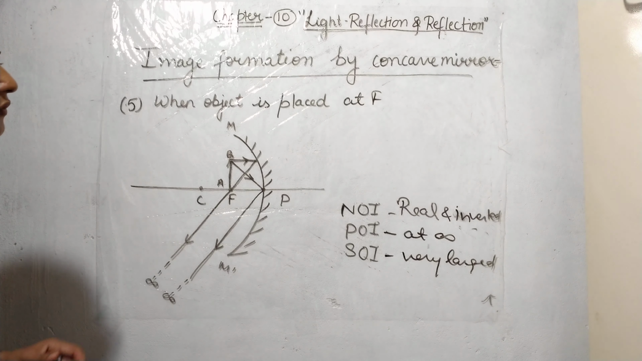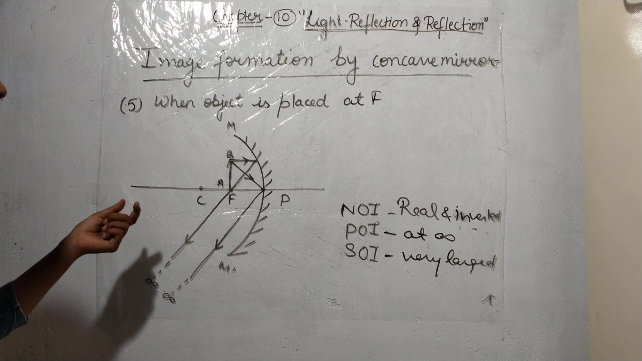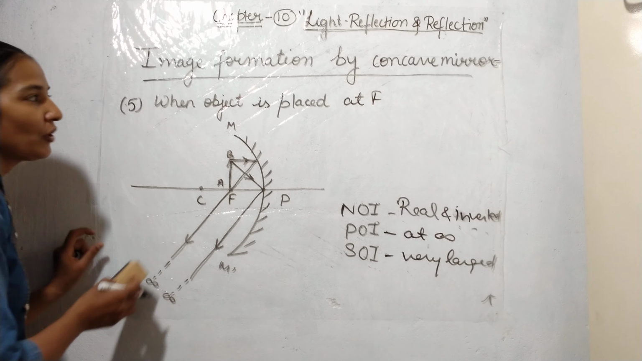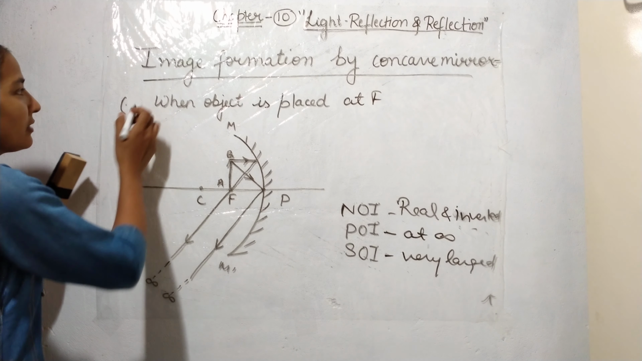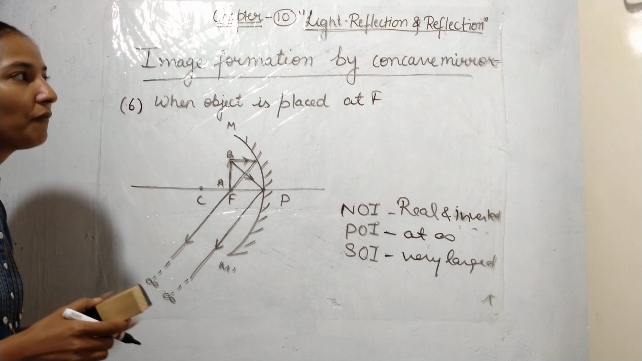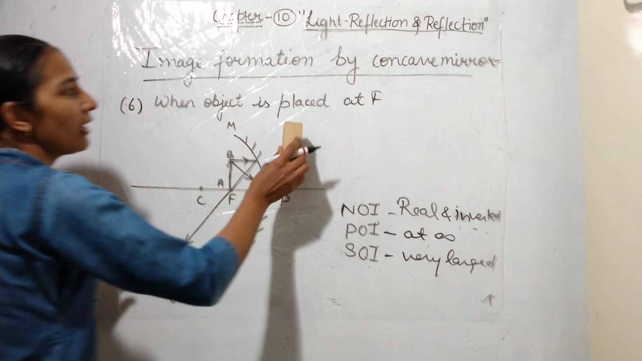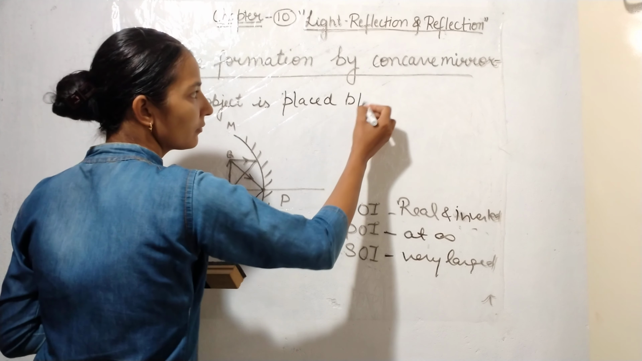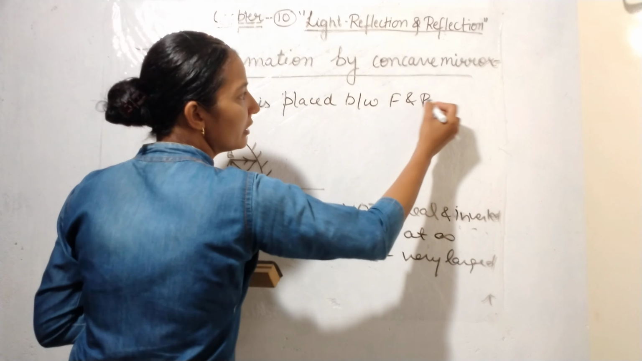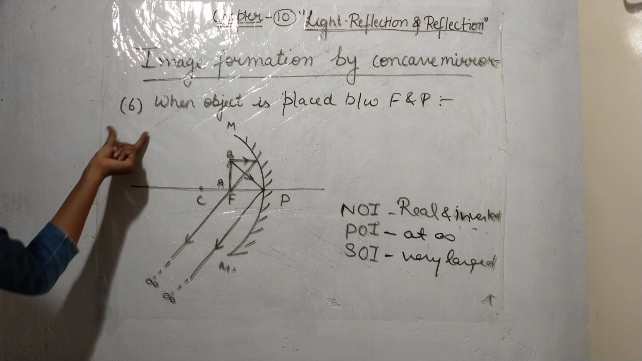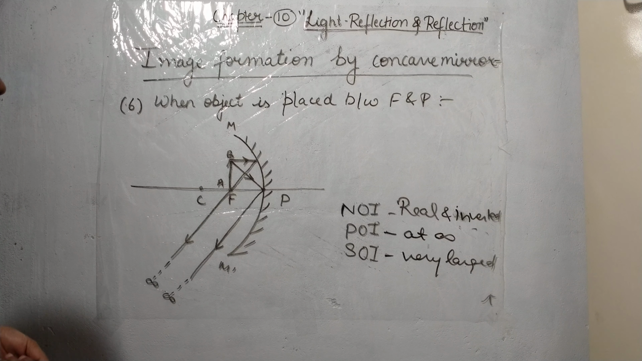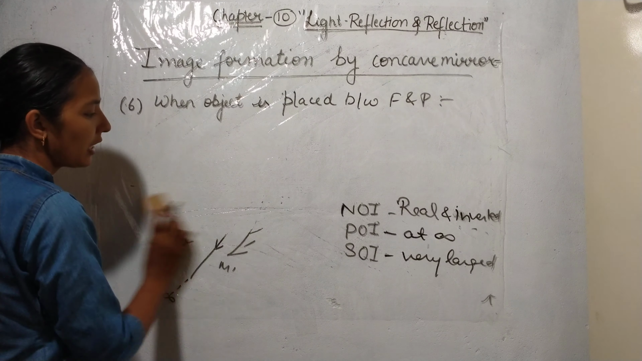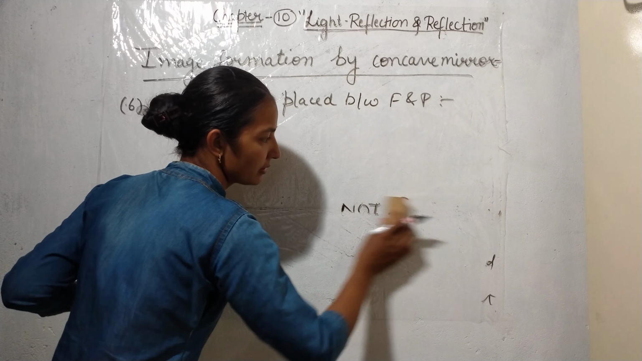Okay, so this is the fifth case that we have drawn for the formation of image when the object is placed at focus. Now we are going with the sixth one, or the last ray diagram for the concave mirror, that is when the object is placed between focus and pole. Students, you have to remember that this one is the most important ray diagram among all the ray diagrams. And now we are going to draw this.